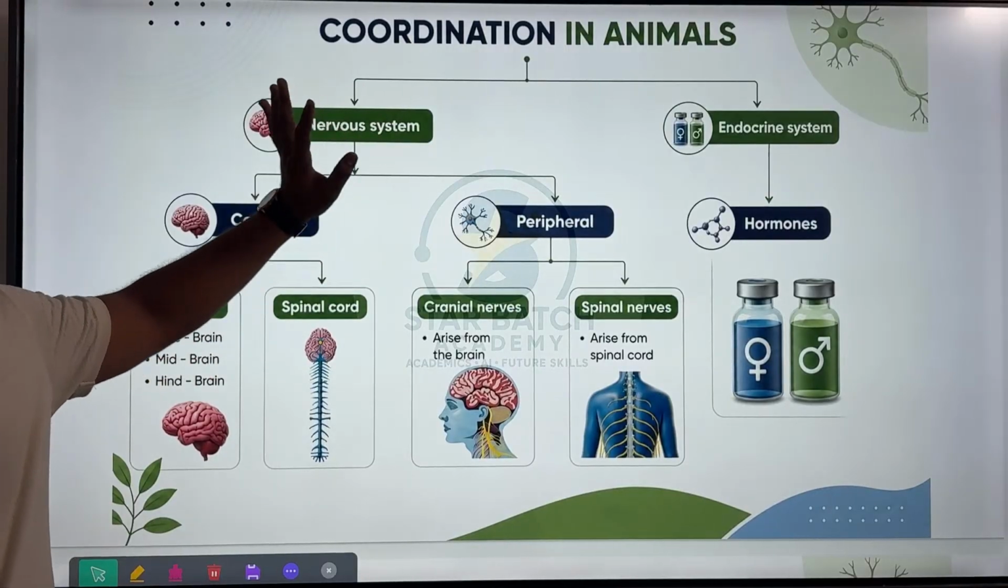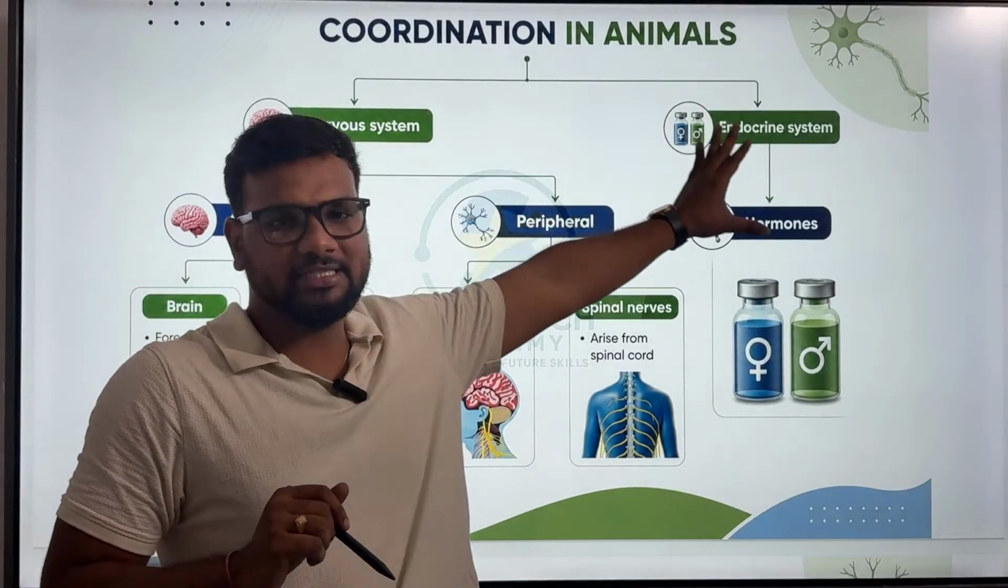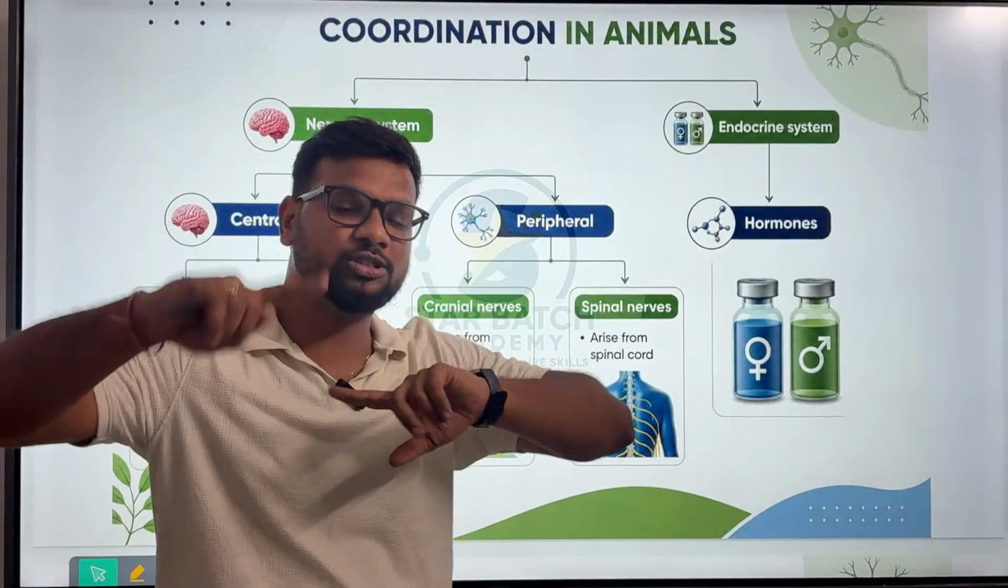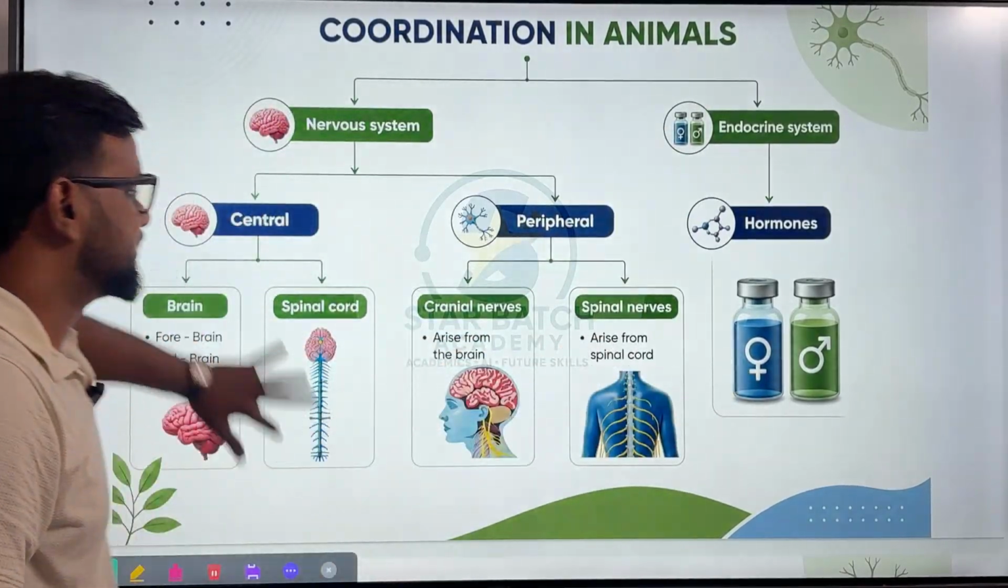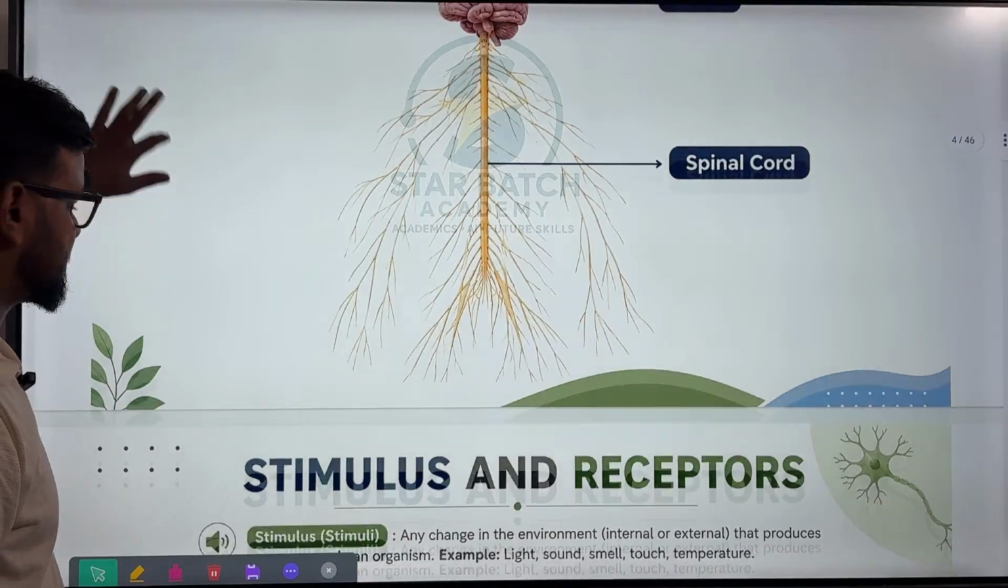Now this is the complete picture of the nervous system which we are going to learn in this chapter. And in the endocrine system, there are the hormones which we are going to discuss later. Clear? And this is the nervous system.